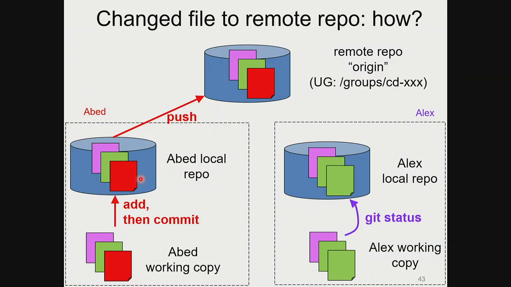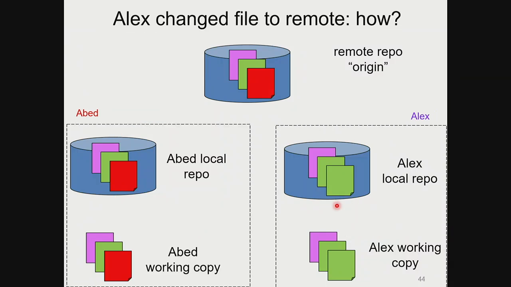Okay? When Alex does git status in this case, he won't see my changes. Why? Basically, he hasn't pulled my changes yet. He hasn't pulled the remote repository yet. Git status only talks with the local repository, and his local repository still doesn't have my changes. Okay? So he will only see them once he does a git pull.